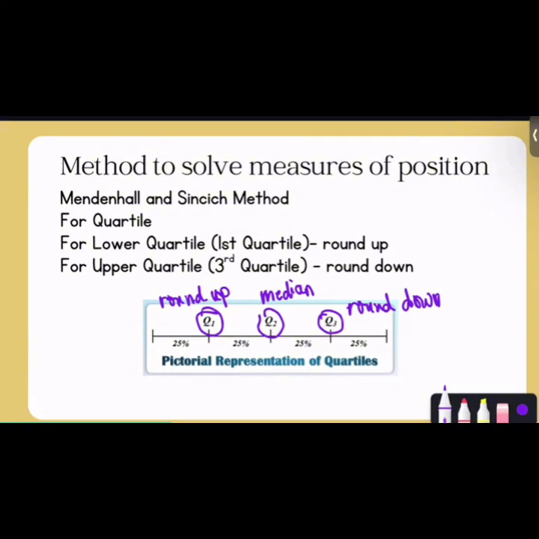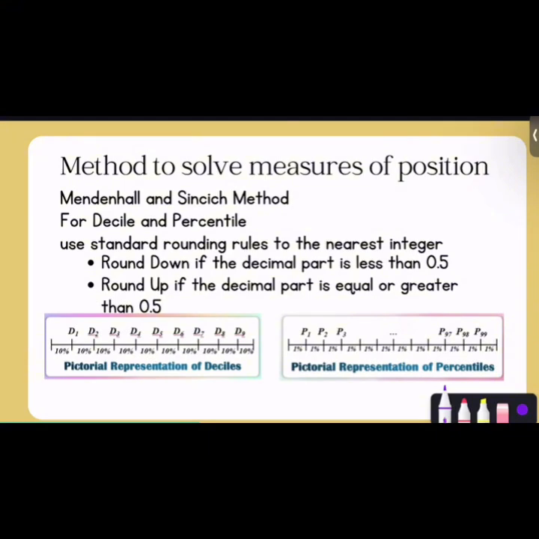Paano naman yung case kapag decile and percentile? For decile and percentile, we are going to use the standard rounding rules to the nearest integer. So, yung standard kasi natin, nagra-round down lang tayo kapag yung ating katabing number or the decimal part is less than 0.5. But we are going to round up if the decimal part is equal to or greater than 0.5. So, ibig sabihin kapag equal siya kay 5 or greater than siya kay 5, then saka tayo nagra-round up. So, yun po yung pinagkaiba ni decile at percentile kay quartile.